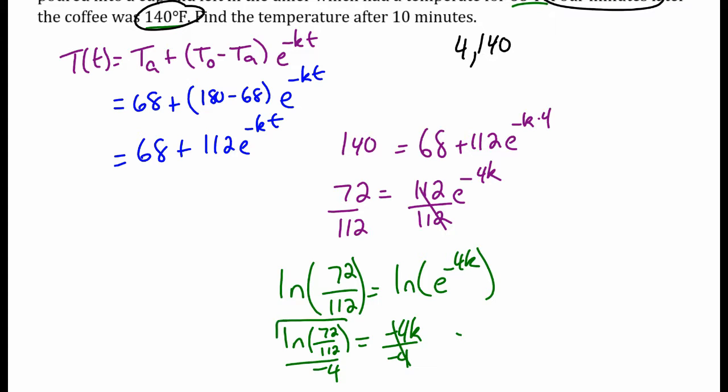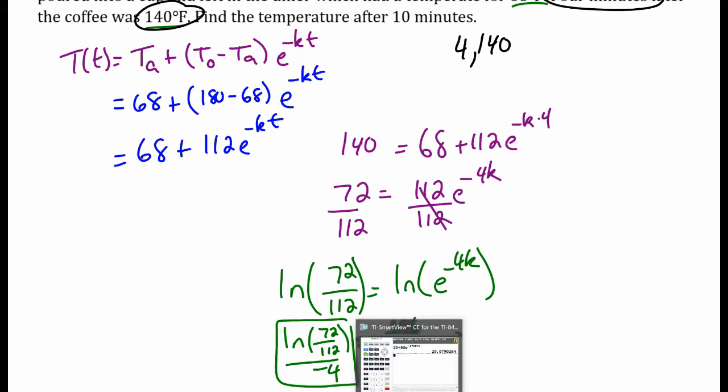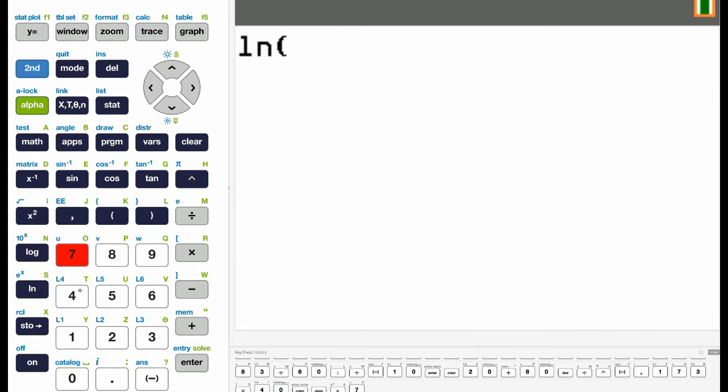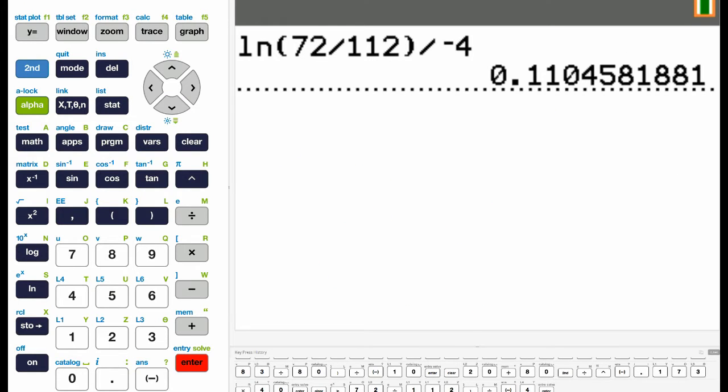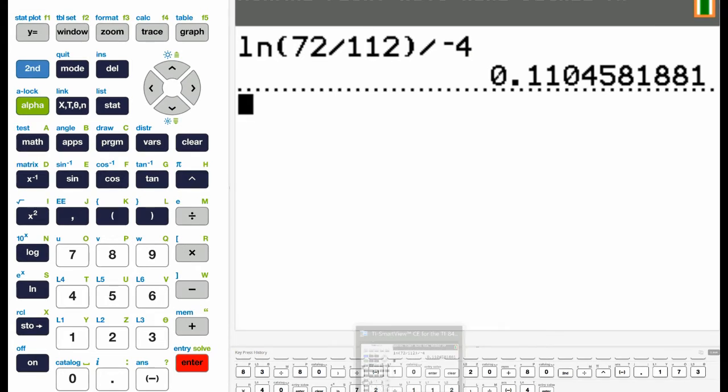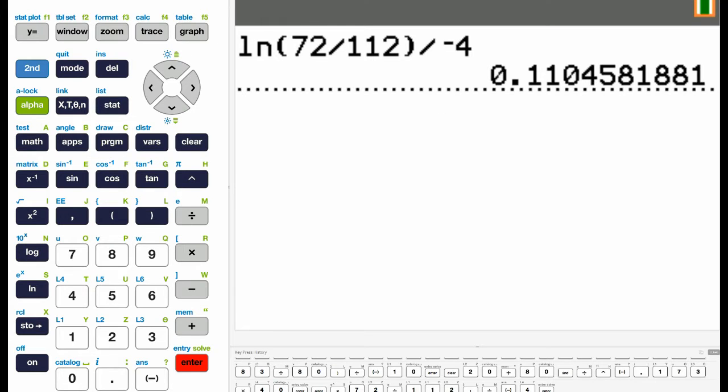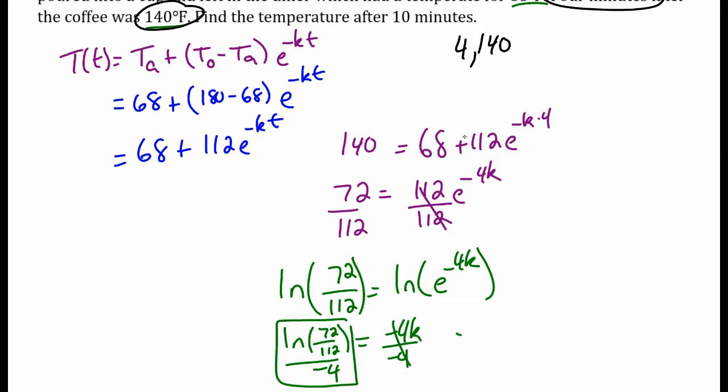So in my calculator, that's what I'm going to type in. The natural log of 72 divided by 112, divided by negative 4. Hit enter. So our decay constant is 0.11. 0.11 is a good approximation there. So K equals 0.11. So going back to our function over here, the function is 68 plus 112 e to the negative 0.11t.